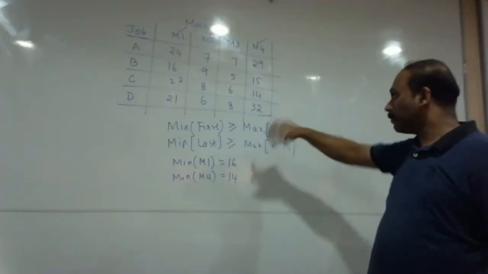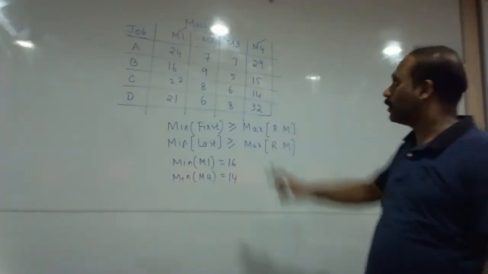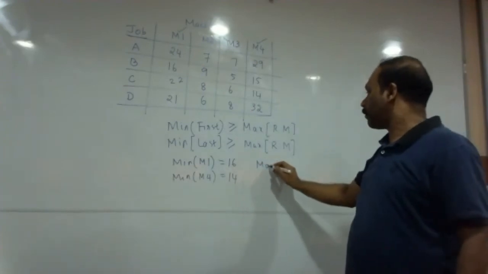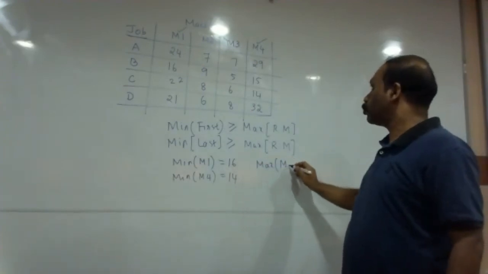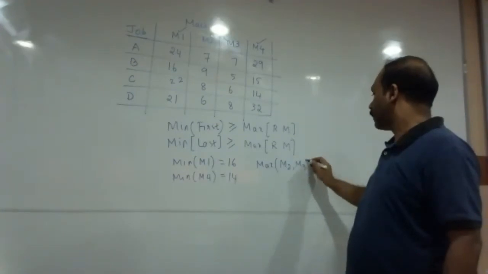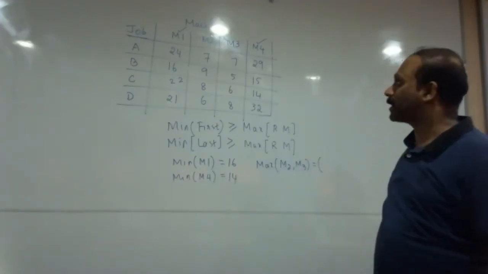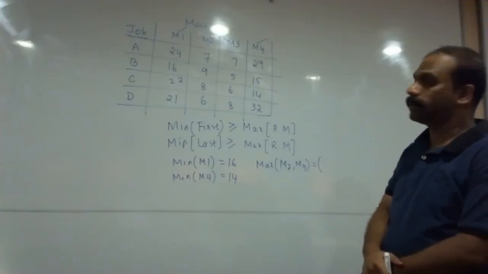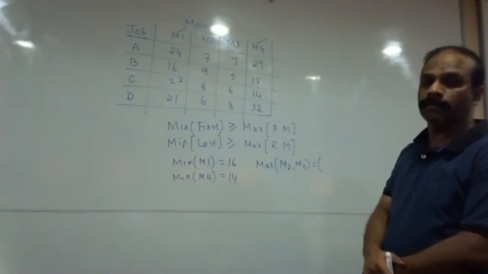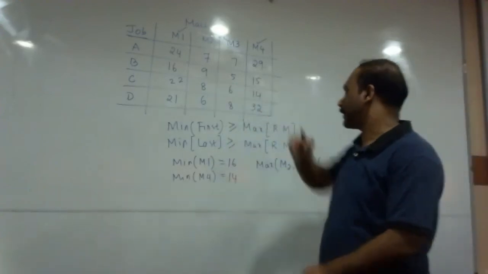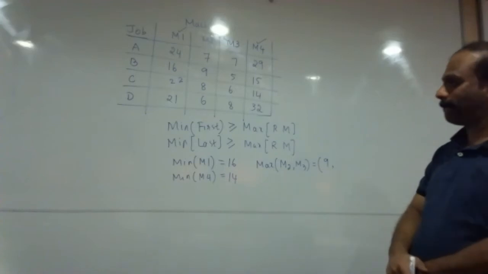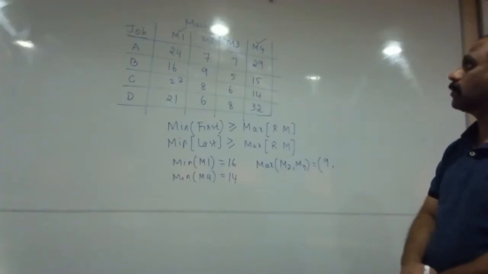Now we'll come to the remaining values. M2 and M3 are the remaining values. Maximum of M2, M3. What is the maximum of M2? 9. Okay, 9, comma. And what is the maximum of M3? 8.